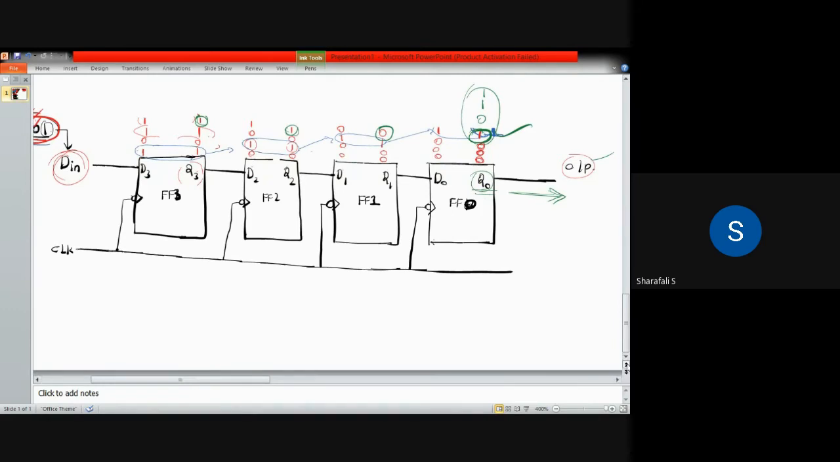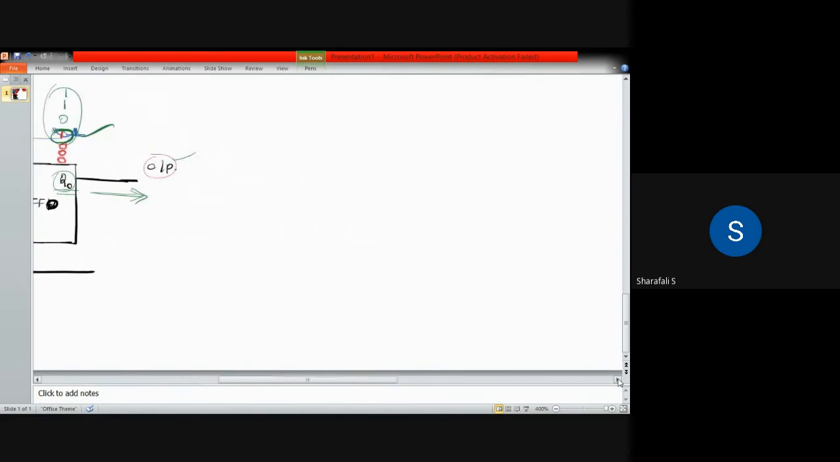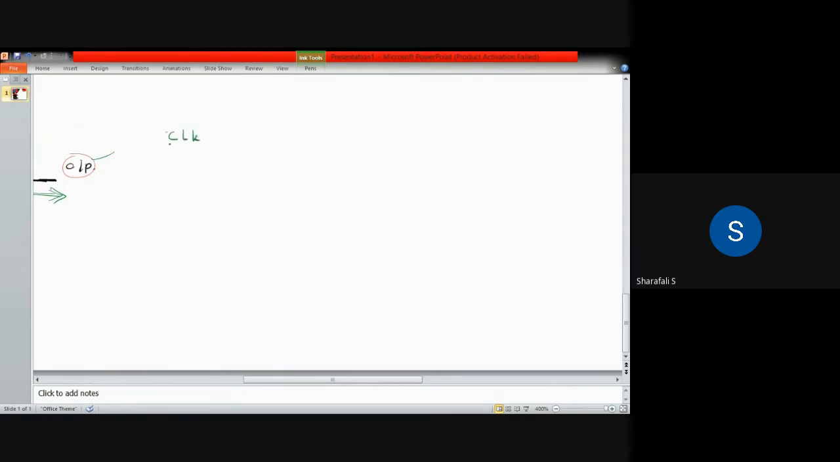Now we will check its pulse diagram as well as the states. So let's consider the first clock. We can say this is a truth table or something. So this is the initial state. If you consider Q3, Q2, Q1, Q0, all these states are 0 initially. So these are the zeros.